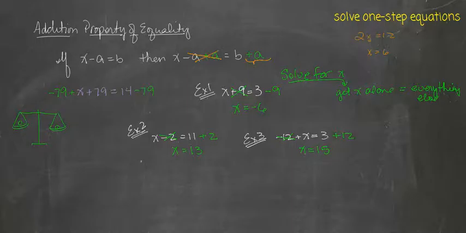So now we need a way to find out if we're right. So we're going to check our solutions. And we check our solutions by putting our answer back into the original equation. So I'm going to put my solution in for x. I get -6 plus 9 equals 3. Remember, we've been checking solutions all along. Now I'm going to do it.